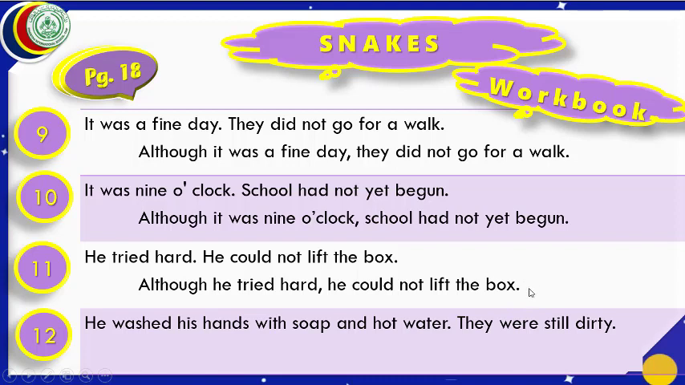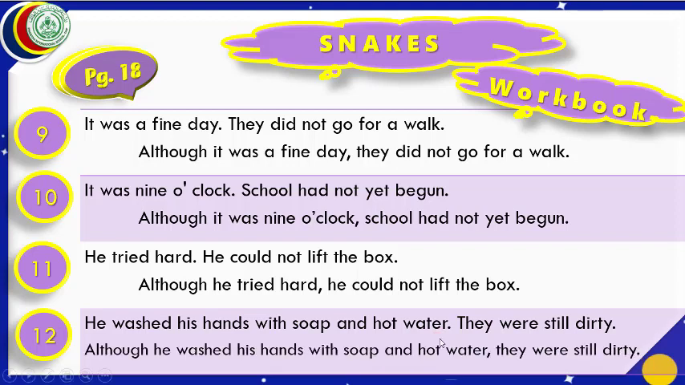Just like before, we shall add although in the beginning of first sentence, then there will be first sentence, after that there will be a comma, and at the end we shall add the second sentence. Our answer will become, although he washed his hands with soap and hot water, comma, they were still dirty. Yes, students, we have completed this page of our workbook. Now we shall move to the next page of the workbook.